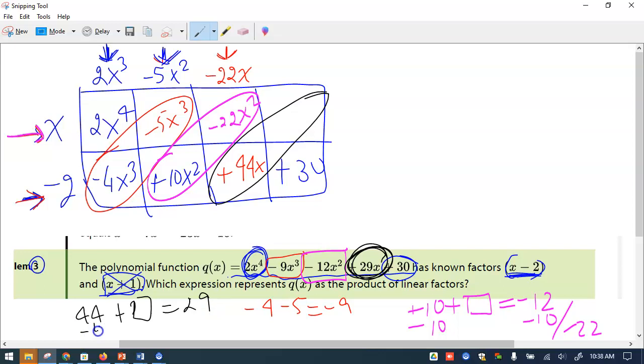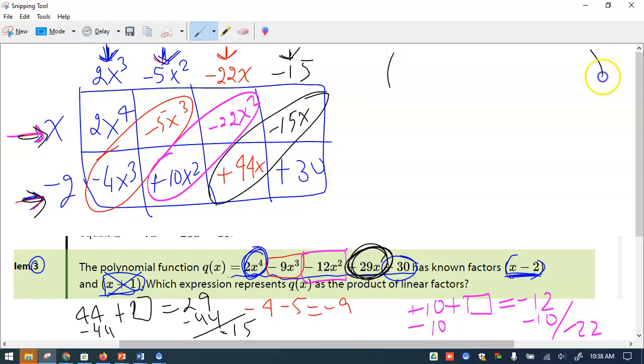You'll have to subtract 44 on both sides, and you'll end up getting minus 15. You can check that. So this will become minus 15x. Next, ask a question. What multiplies x to give minus 15x? It has to be minus 15, and the same minus 15 you multiply to minus 2, you get plus 30, and you're done.